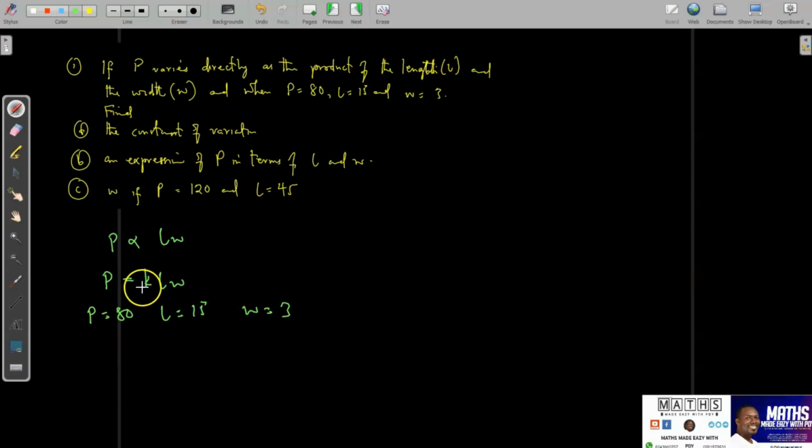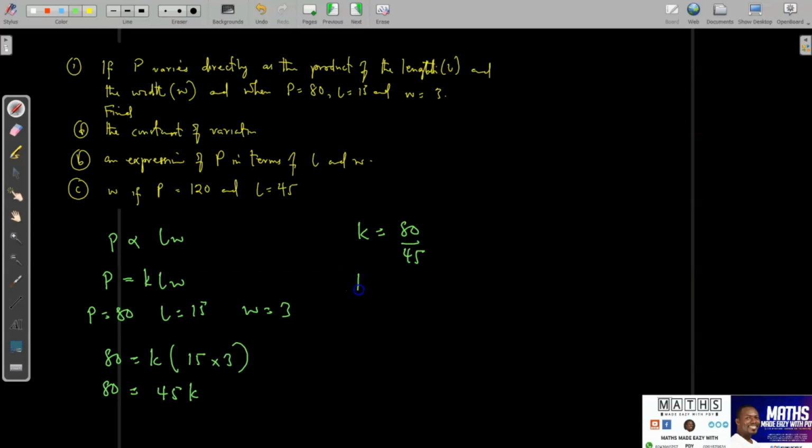This clue can help us find the constant of variation, and that will be leading us to substitution. 80 is equal to K multiplying 15 multiplying 3. Are we all here? Yes. So 80 will be giving us 15 times 3, an answer of what? 45. 45K. Therefore, K will be equal to 80 on 45.